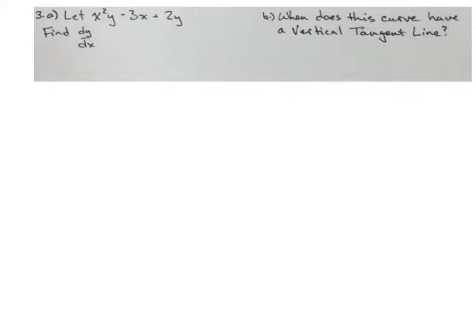In order to find dy/dx, we're going to have to use implicit differentiation. So let's take it term by term. First, this is the product rule. So we're going to need 1 d2 plus 2 d1, and that's going to be 2x dx. For the next term, just differentiate that, so we'll get negative 3 dx. And on the other side of the equal sign, it'd be just 2 dy.